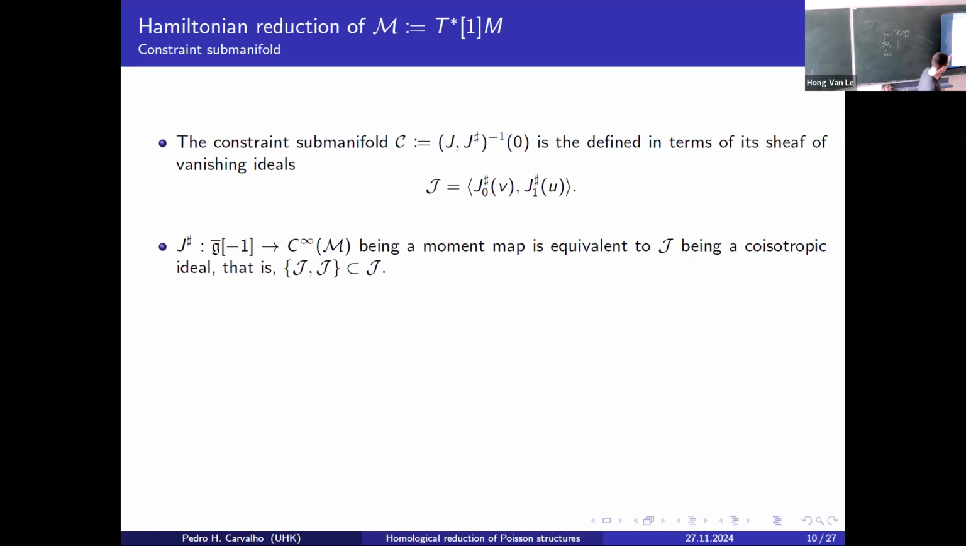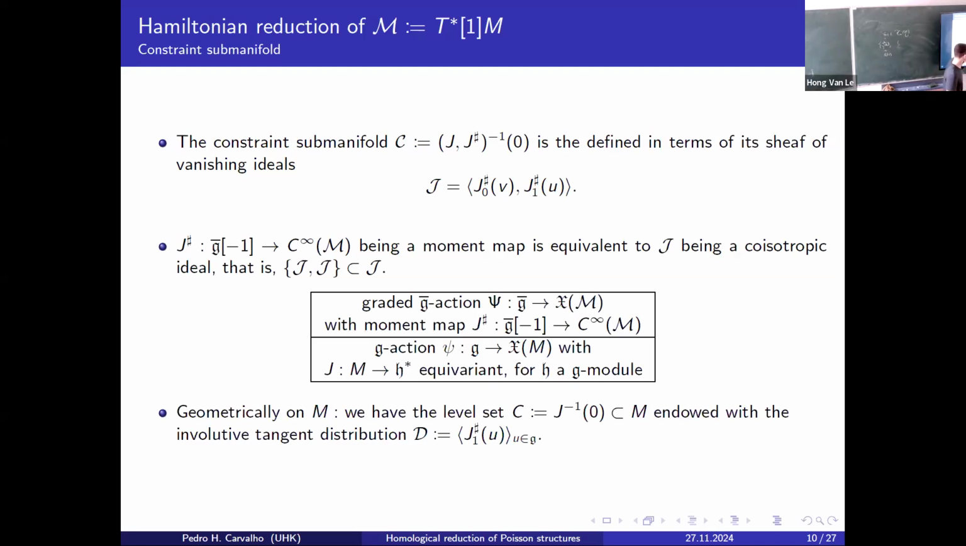And the fact, as in the non-graded case, that the moment map J sharp preserves the Poisson bracket makes this ideal coisotropic. So you have some involutivity property with respect to the ideal. And you already see here how from this graded action and this moment map, you get some G action. The G action is given by these vectors, and this map is actually given by these functions, somehow dually, right? You can use this J sharp to define this equivariant map. So you see this is a one-to-one correspondence. Out of this, you can produce this, and out of this, you can produce this. So you can go back and forth.